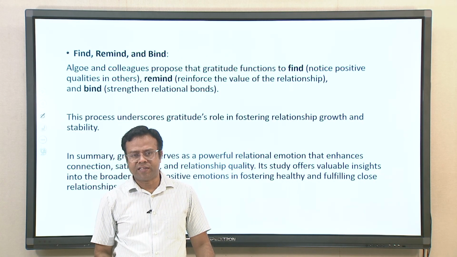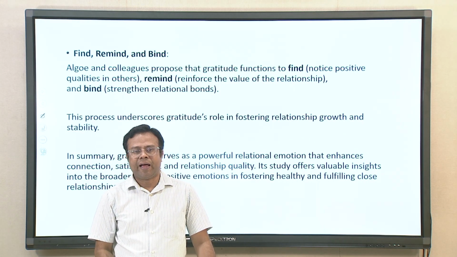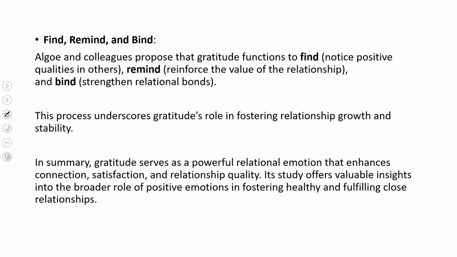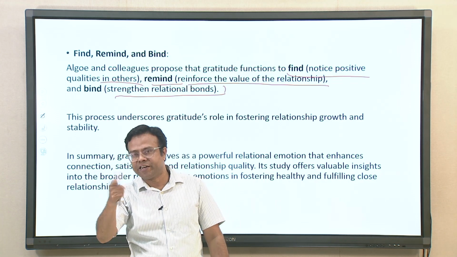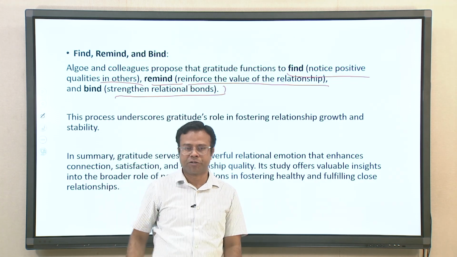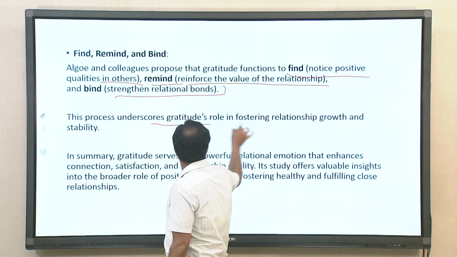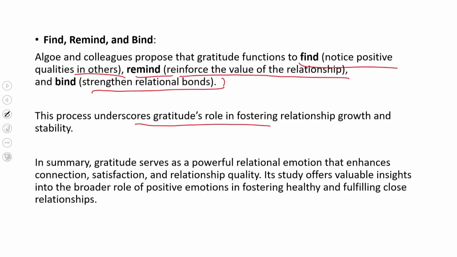Another aspect to it is something called find, remind and bind. Algoe and colleagues propose that gratitude functions include finding, which means noticing positive qualities in others, reminding, which means reinforcing the value of the relationship, and binding, which means strengthening the relationship bonds. So, it does all these three important functions, which are key ingredients in a positive relationship. This process underscores gratitude's role in fostering relationship growth and stability.